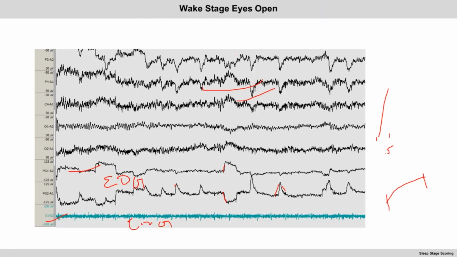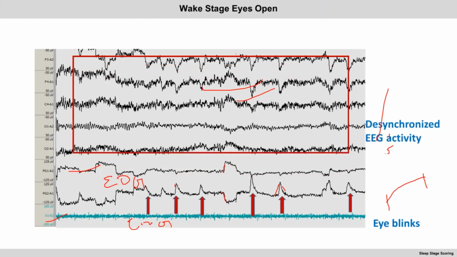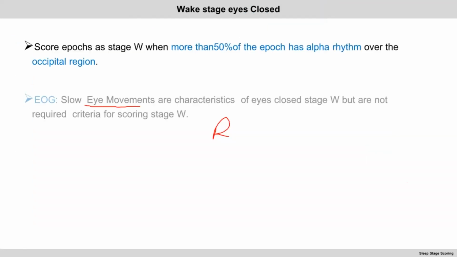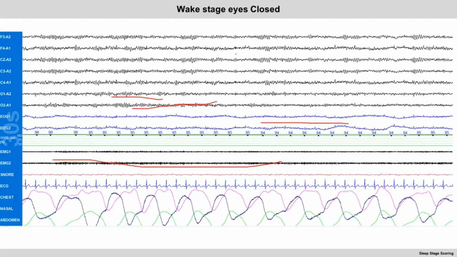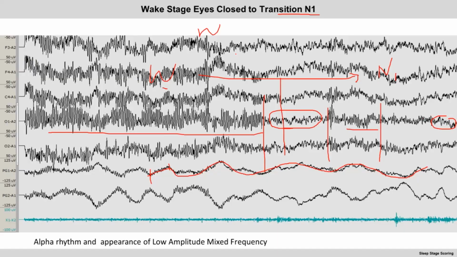So this is wake stage, eyes open, desynchronized activity. This is eye blinks. This is wake stage, eyes closed, so in that we will have more alpha. This is alpha rhythm, wake stage, eyes closed, in conventional Nihon Kohden PSG. And this is wake stage, eyes closed. How the transition is happening.